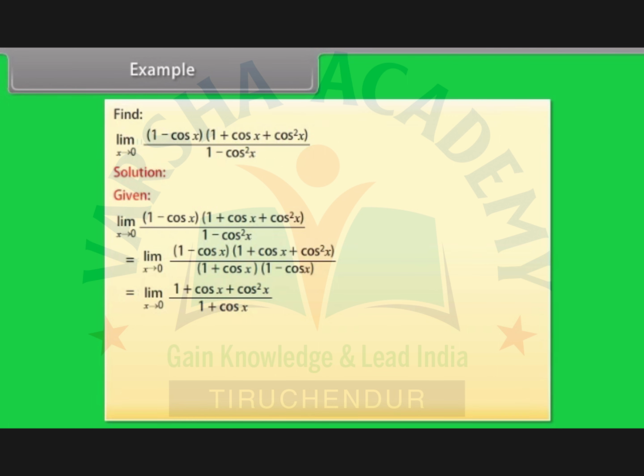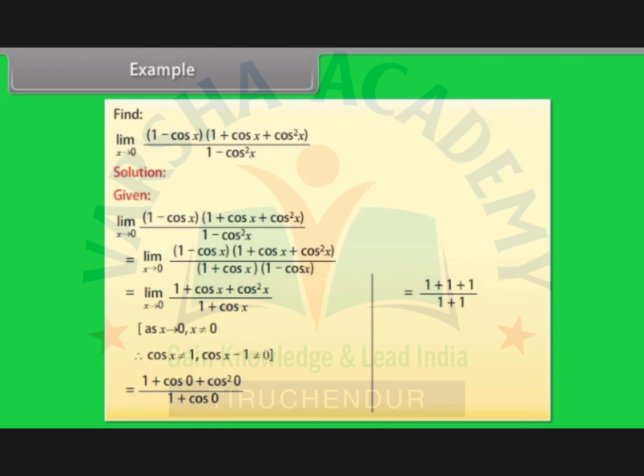As x tends to 0, x is not equal to 0. Therefore, cos x is not equal to 1 and cos x − 1 is not equal to 0. We get (1 + cos 0 + cos² 0) divided by (1 + cos 0), that is, (1 + 1 + 1) divided by (1 + 1), and we get 3 by 2.